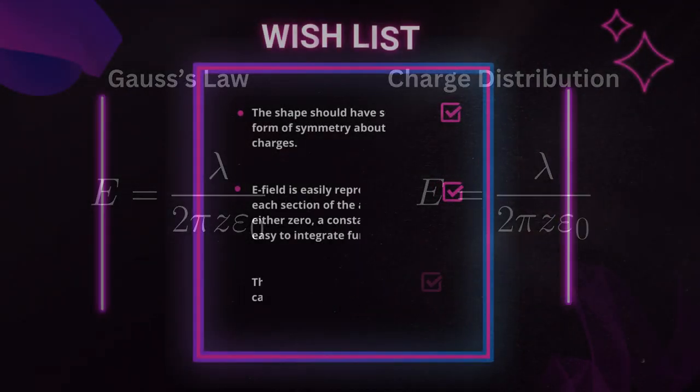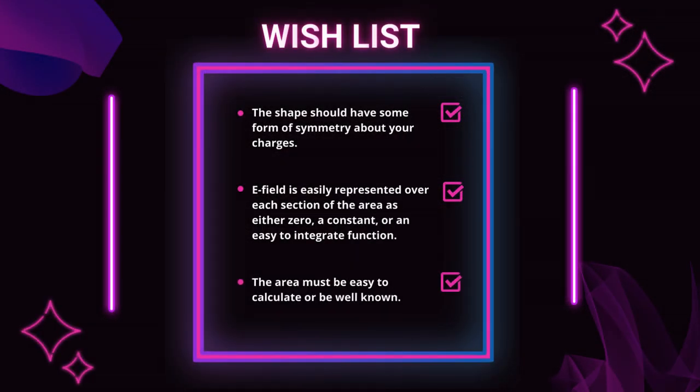But how can we ensure that we've picked the right shape? Well, in order to make the math easy, we want a shape that has some form of symmetry about our charges. For example, in my example problem, it was radially symmetric. This should also allow you to easily calculate the charge enclosed. Then, our E field needs to be easily represented over each section of the area as either 0, a constant, or an easy-to-integrate function. We really prefer to avoid the easy-to-integrate function and much prefer a constant or 0.